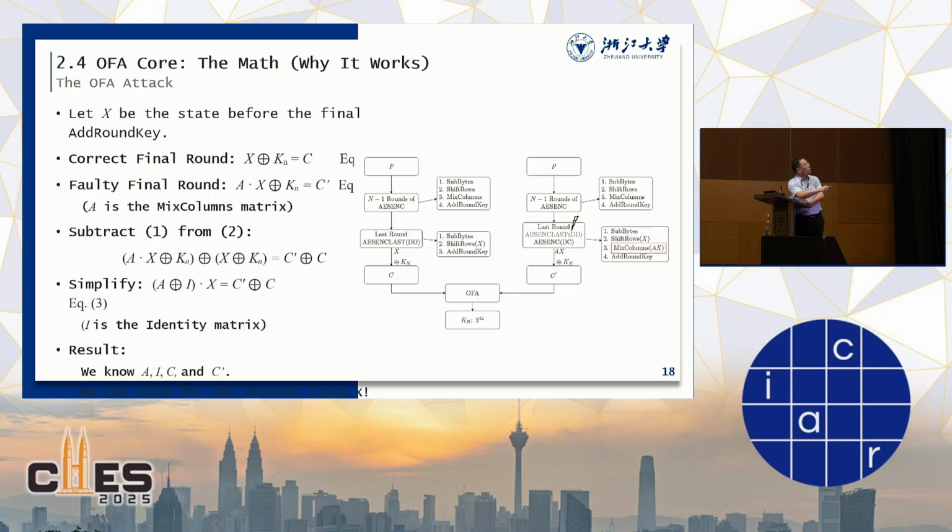So all these, A, I, and C prime, C, are known. Then basically you figure out a way to solve for X. And since X is constrained by the matrix A here, the complexity is relatively low. It's 2 to the power of 32, and that can be done on a normal computer. So that's the core idea.